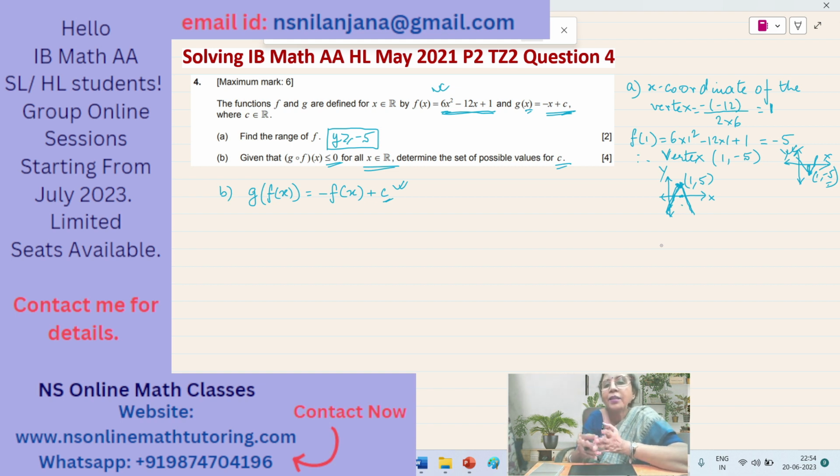But if the C value is minus 4, then the vertex will be over here, 1 unit above the x-axis. And that is not allowed because every y value should be less than or equal to 0 regardless of the x value. So we cannot have C value equal to negative 4 or negative 3. The starting C value should be negative 5.